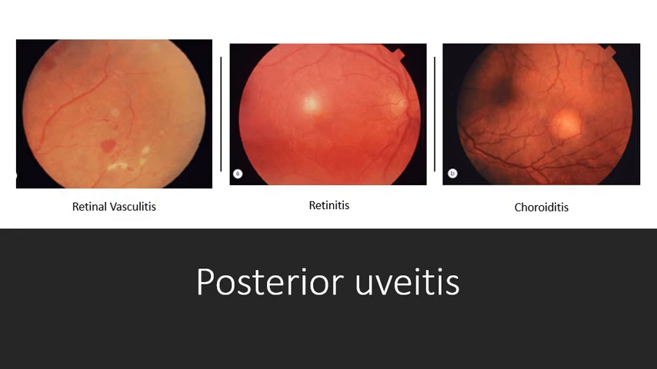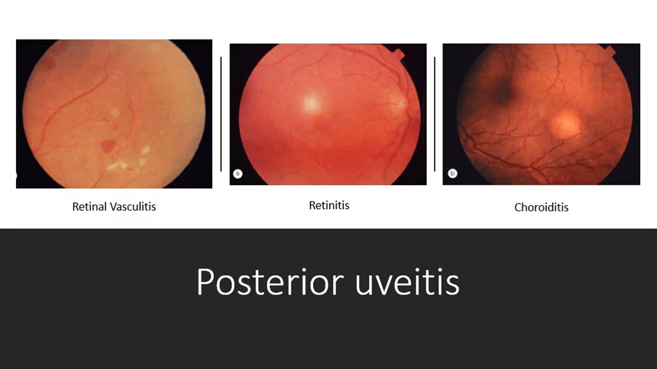Posterior uveitis includes retinitis, choroiditis, and retinal vasculitis, which I think I mentioned before, and often you get involvement of both the retina and the choroid. The symptoms will vary according to the location of the inflammation. So if a patient has retinal vasculitis, it usually affects the veins more so than the arteries, and you can get yellow or grey areas across the vessels.